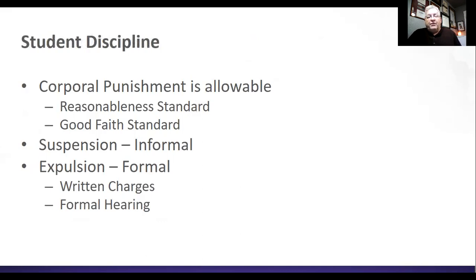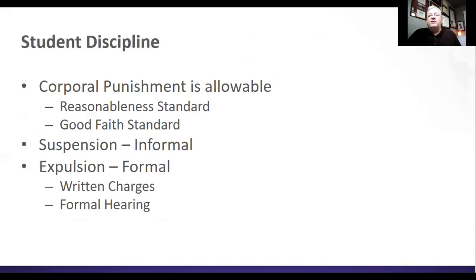So several things need to happen. First of all, it needs to be formalized. So expulsions need to be formal. There needs to be something written in the school's discipline management plan and code of conduct that lists any actions or behaviors that may result in expulsion. This meets the vagueness doctrine, and it also provides the beginning of the procedural due process that you need. You need to provide written charges, a formal notice of the charges, and you need to have a formal hearing.